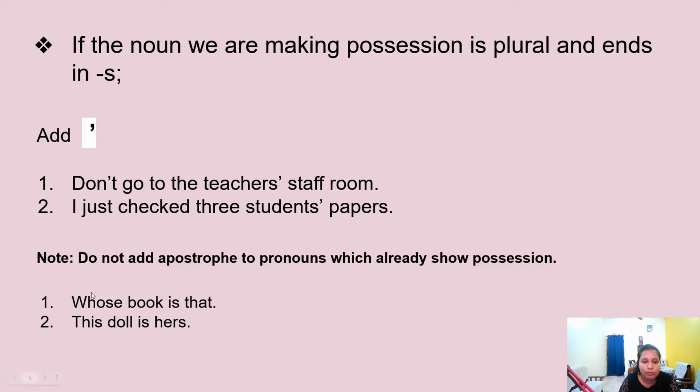If we use this word whose, it means we are asking about something which belongs to somebody. Whose book is that? So whose is a what? It is a pronoun, so we are not using an apostrophe here. In the same way, this doll is hers. Here hers is also a pronoun, and we are not supposed to use an apostrophe with a pronoun.